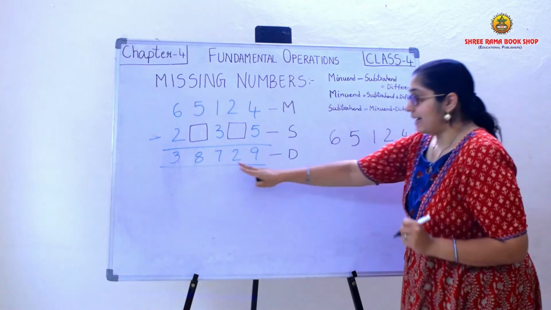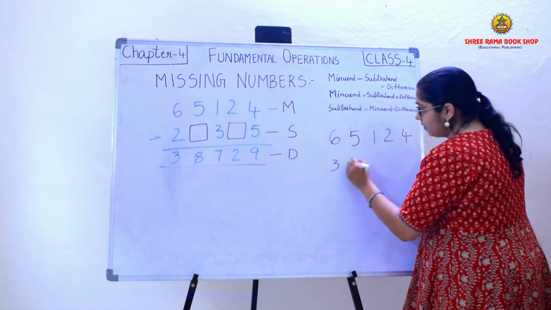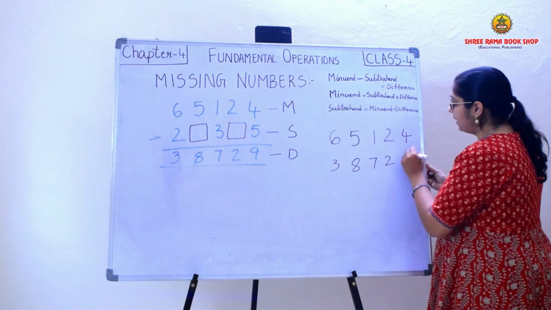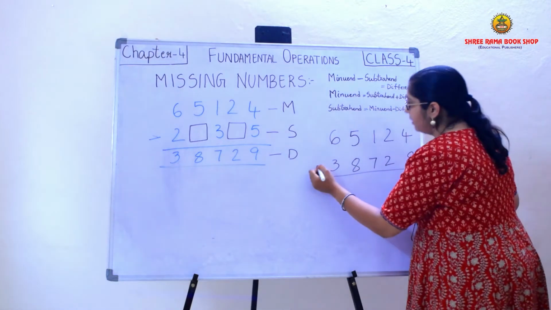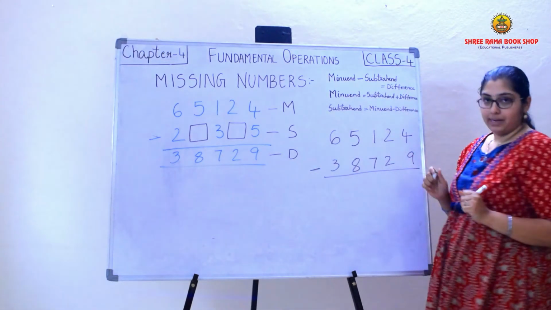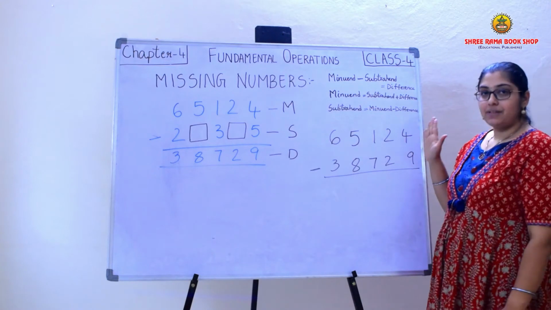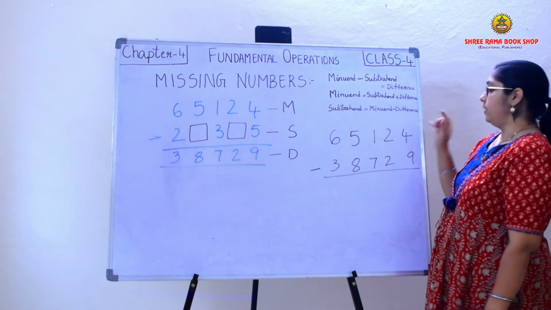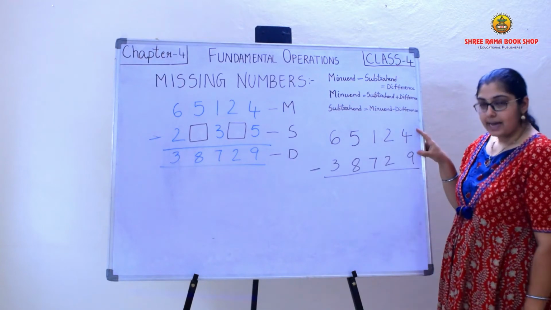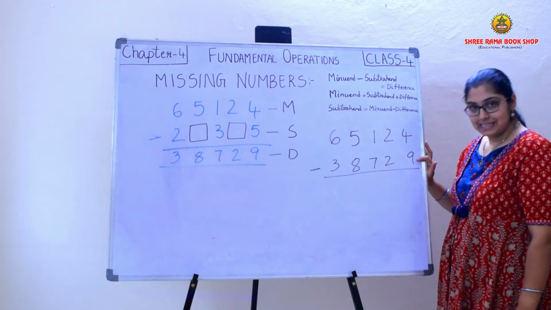65,124, which is the minuend. And the difference is 38,729. So I will be subtracting it. I'll do the minus part over here. Now, children, you remember, right? Always we start from the ones column. So in the ones column, I have 4 minus 9.